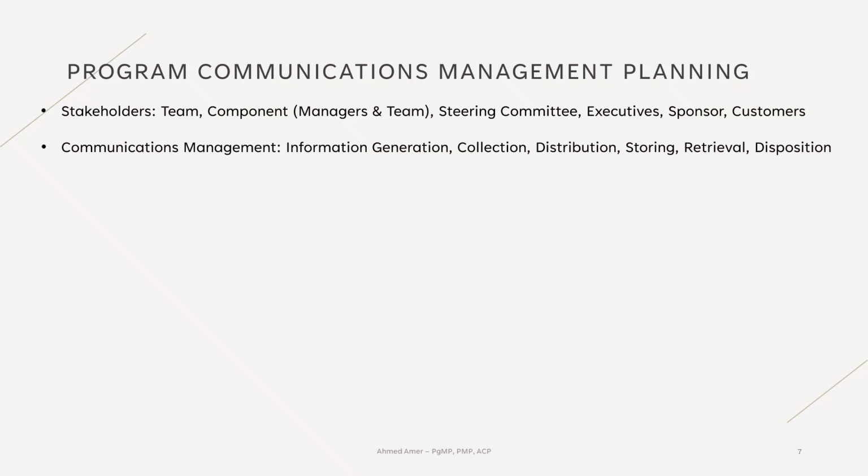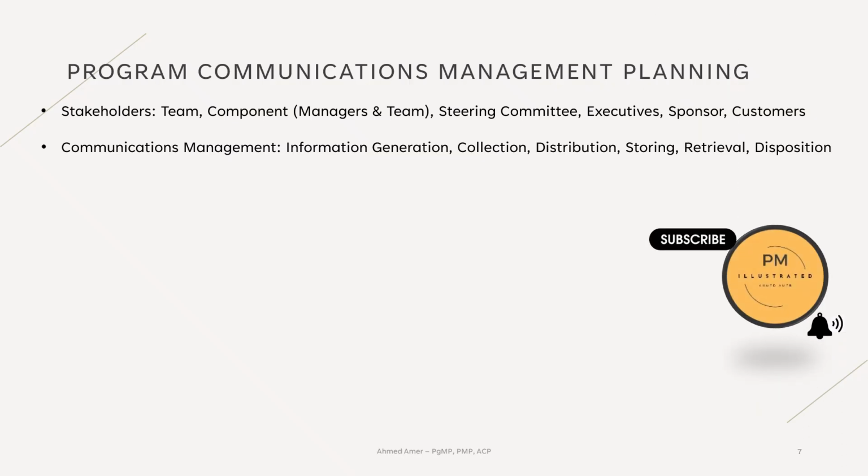If information doesn't flow, decisions slow down. If information flows to the wrong people, confusion spreads. But when communications are managed well, everyone stays aligned, stakeholders feel informed, and the program can move forward with confidence. So, in other words, communications are not just emails and meetings, they are the backbone of effective program decision making.